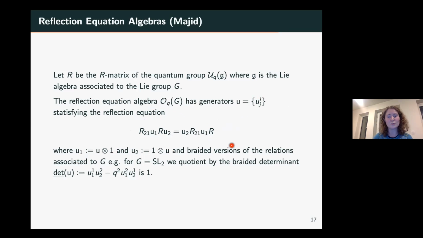And so to get the reflection equation algebra associated with the Lie group G, you take this thing and quotient it by a braided version of your relations associated to G. So in our case, for SL2, we just take this algebra for the standard R matrix of the quantum group of SL2, with these 4 generators, and quotient it by this braided determinant. So this is essentially some generators and a bunch of relations, so they're pretty concrete.